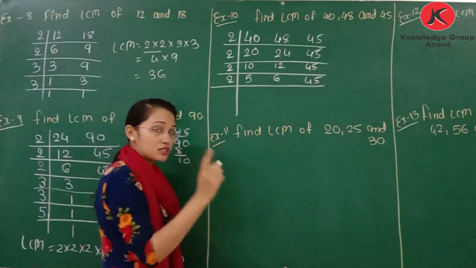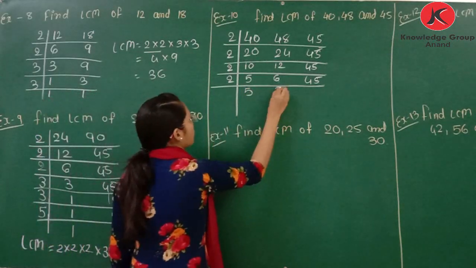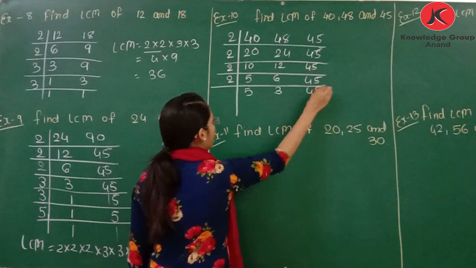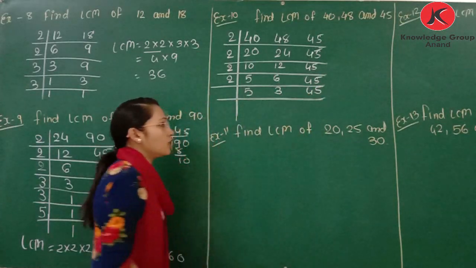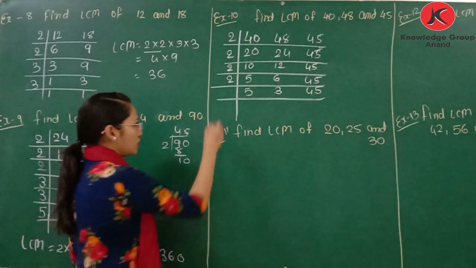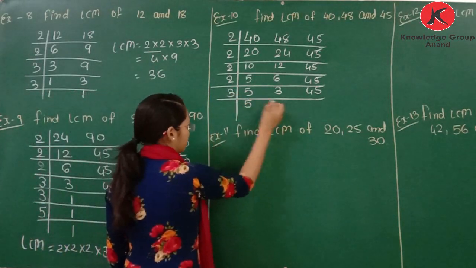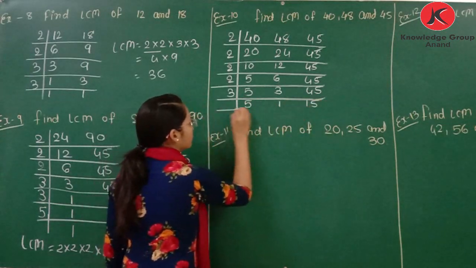3 divide by 6 divide by 2, so you need to take 2 as the factor. So 2 3s are 6 and 45. Now 5 3s are 15, not divisible by 2, so take the next prime number, that is 3. 3 1s are 3, 15 3s are 45.